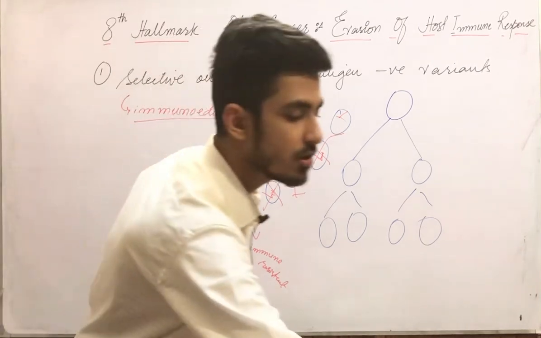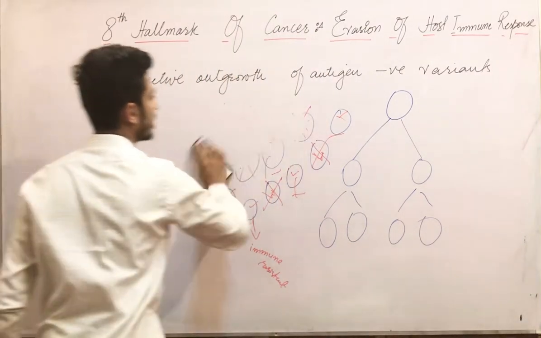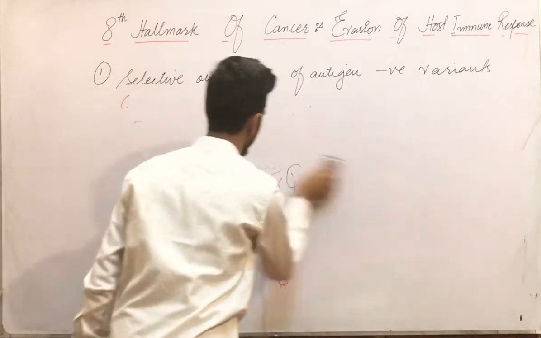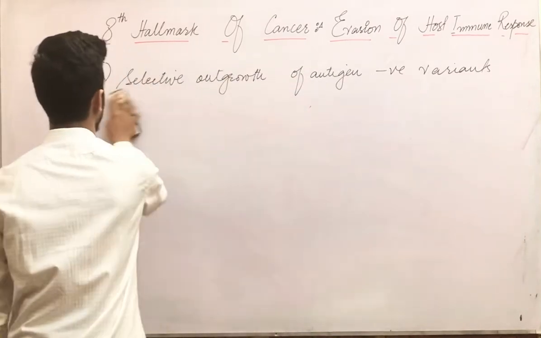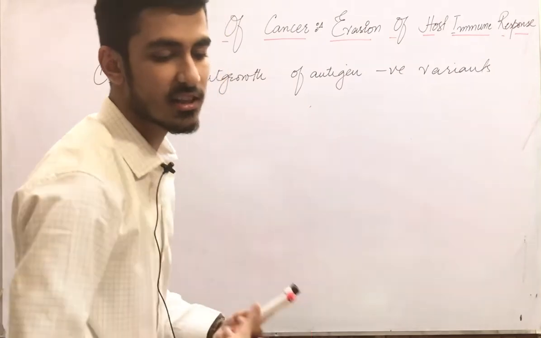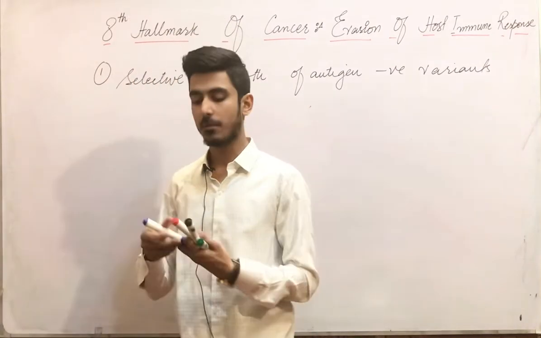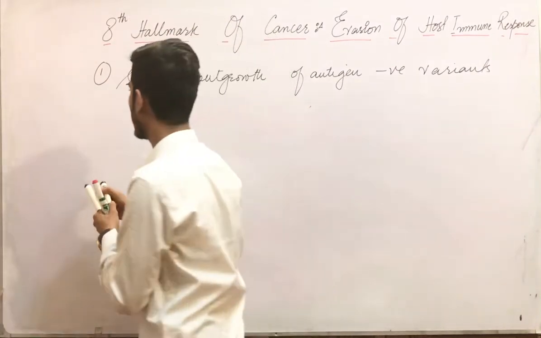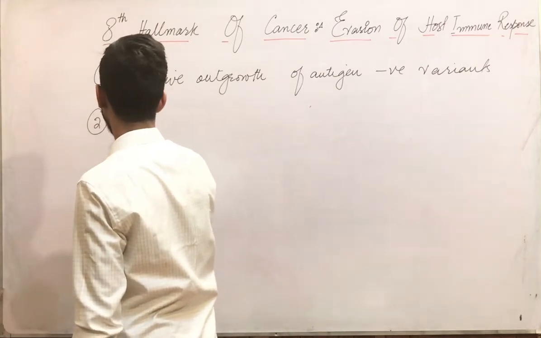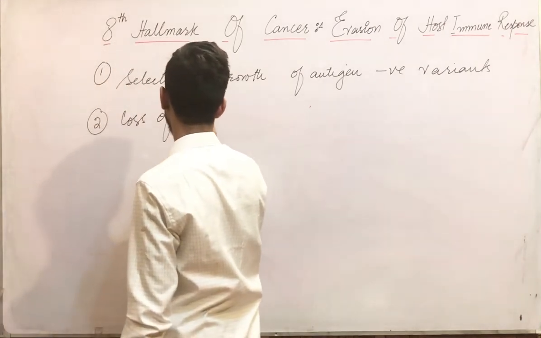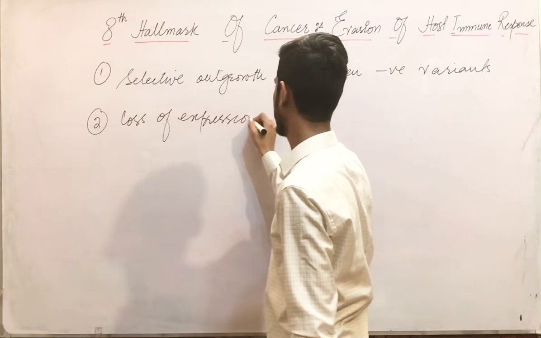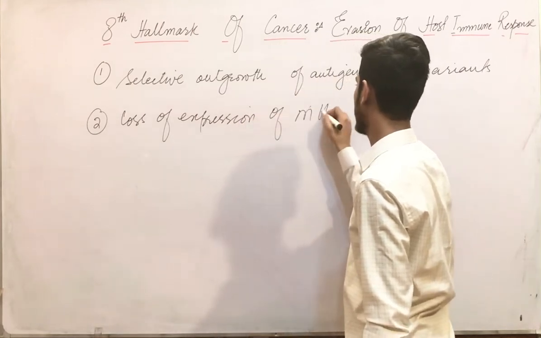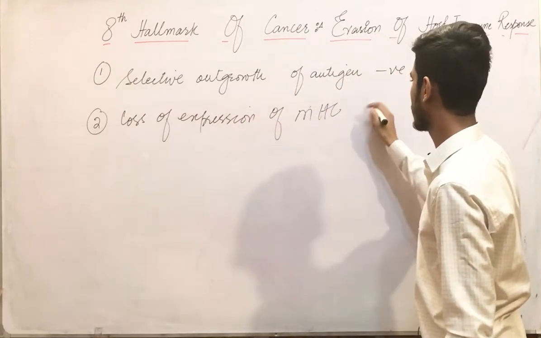Now we are moving on towards our second point. What is the second point? It is the decreased expression of the MHC protein. You can say the loss of expression of the MHC complex.